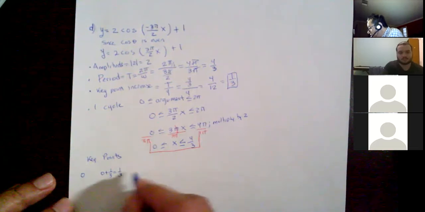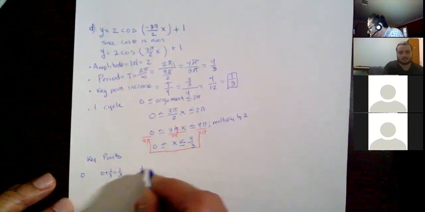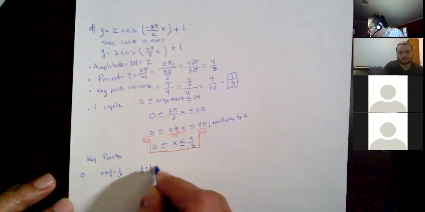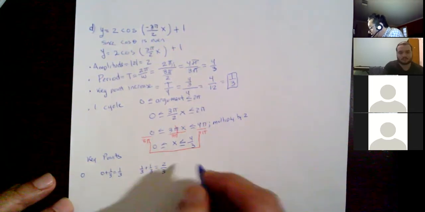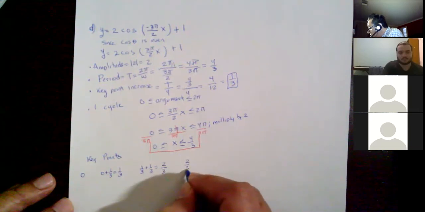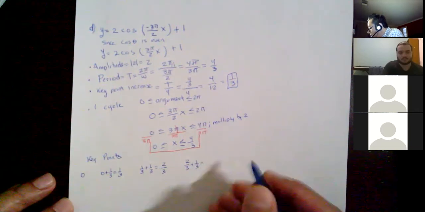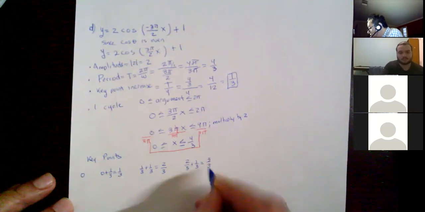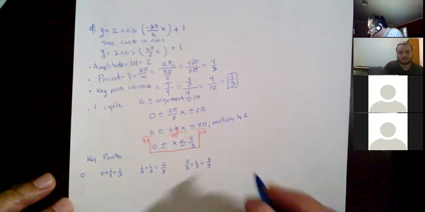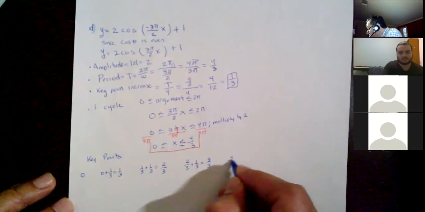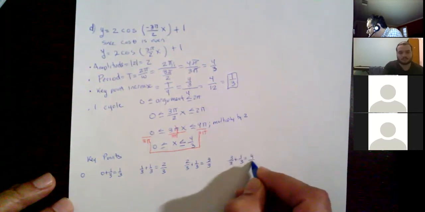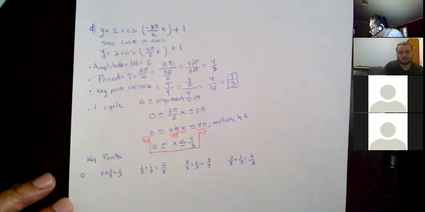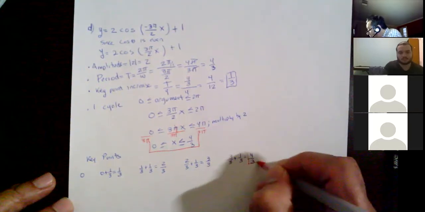The next would be 1/3 plus 1/3, which is equal to 2/3. The next is gonna be 2/3 plus 1/3, which is 3/3. The next is gonna be 3/3 plus 1/3, which is 4/3. And this is gonna be the last key point.